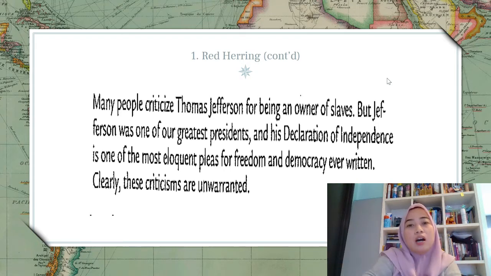But it does not refer back to our main argument that he has a lot of slaves. So that is the main issue that we're looking at here today. We're not looking at whether or not he's a good president or not. The main argument is that people still criticize him for having a lot of slaves. So that is the example of red herring.